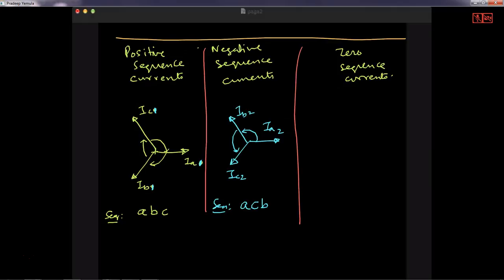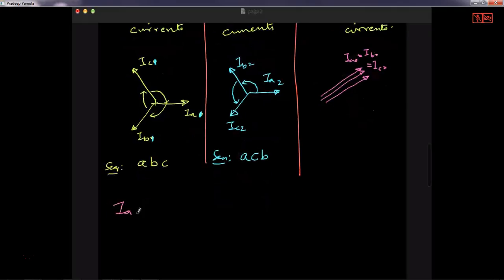Now what is zero sequence? The zero sequence is like this: IA0 equal to IB0 equal to IC0. So all are pointing in the same direction. So these are the three different components. What they are saying is any unbalanced system can be expressed as per this.